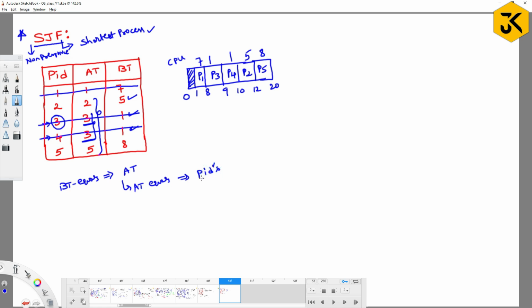You may get a question, sir, could process IDs be equal? No, it is not possible because the process ID is unique for each and every process. So that's the reason the process ID is always not equal. So this is where your problem is going to get resolved. Hope you understood this video clearly.